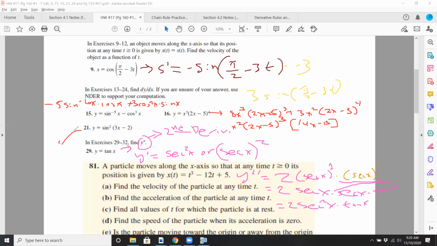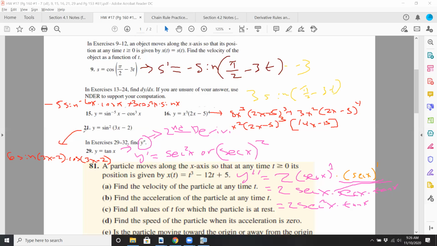And for 21, the answer for 21 was the following. 6, the book gets kind of cute on you here. 6 sine 3x minus 2 times cosine 3x minus 2. So you're doing a double chain rule in that case. The book decides to do a double angle formula. Don't waste your time with that. Just leave it like that.